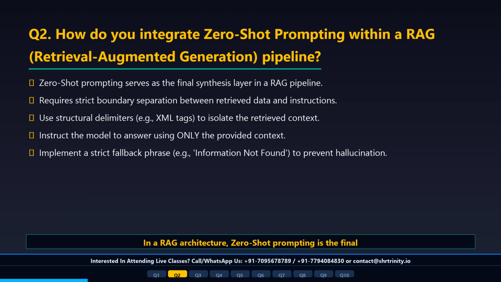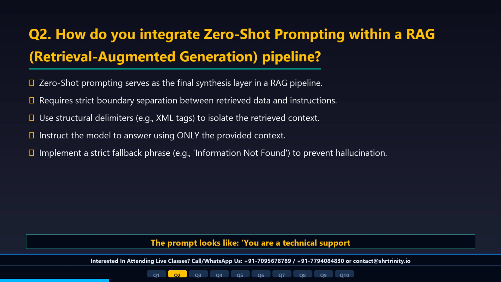In a RAG architecture, zero-shot prompting is the final synthesis step. The vector database retrieves the relevant context chunks, and you inject those chunks directly into the zero-shot prompt. The critical architectural rule here is boundary separation. You must strictly separate the retrieved data from the zero-shot instruction. I use delimiters like triple backticks or XML tags.